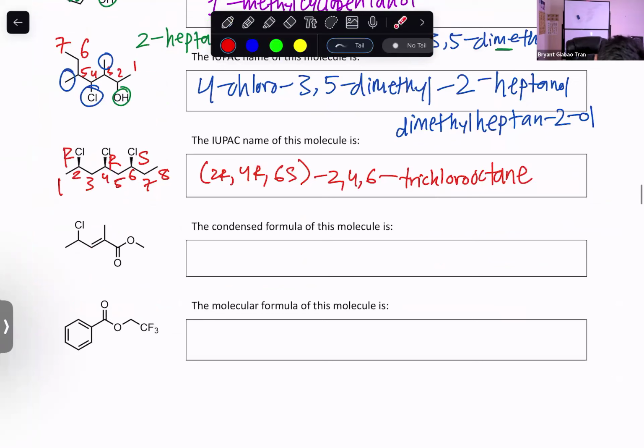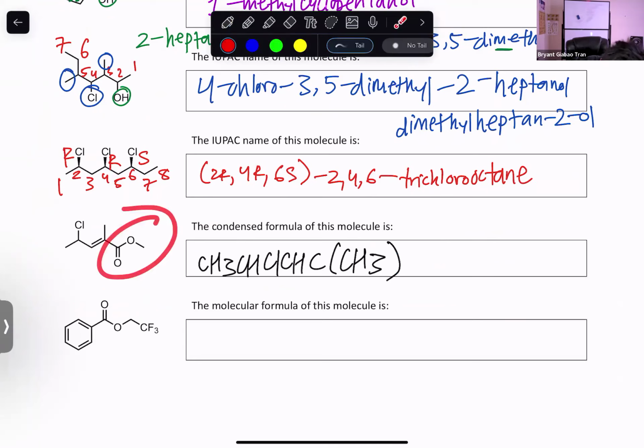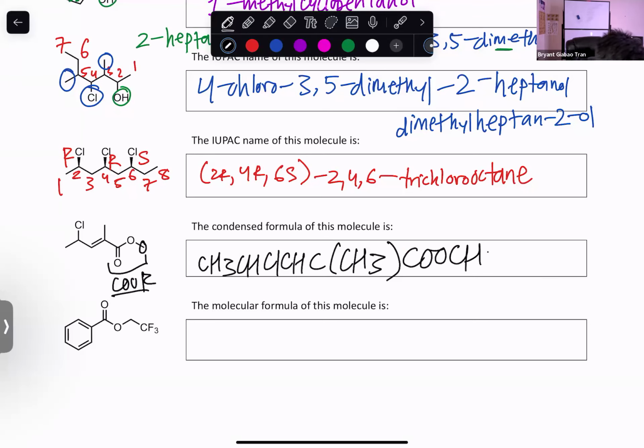Okay, so this one is asking you to draw the condensed formula, left to right. CH3 is the CH3 part right here. CH, Cl, and then this part is CH because there's only one hydrogen there. This one is C, and then the substituent methyl group is going to be in parentheses, CH3. And then this ester here, you see an ester, the condensed formula is going to have a COO, right? And then the R group of the ester. So it's going to be COOCH3.